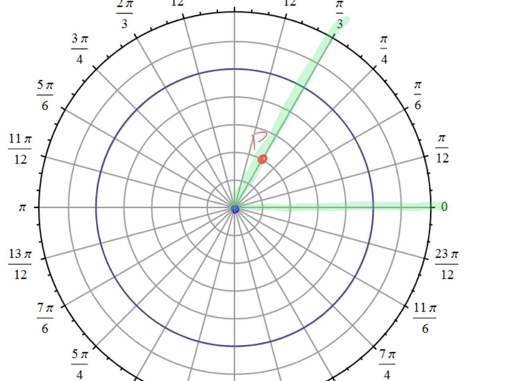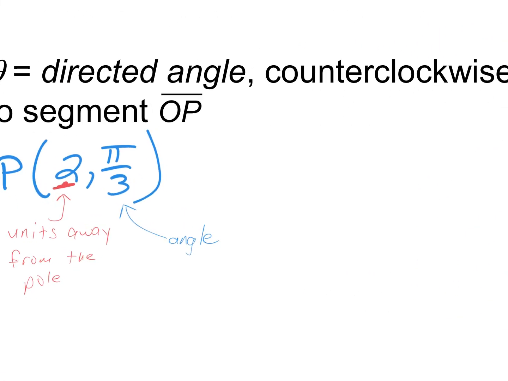X, Y. Well, okay, so I'm right here at pi over 3. Can you only go around the circle one time? No. Could I go around 14 times? Yeah. Right. Could I go backwards? Yeah. Okay, so let's think about this. If you want to plot the point, let's say 2, 7 pi over 3.